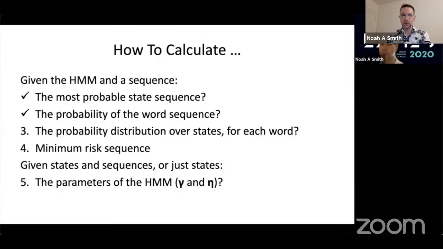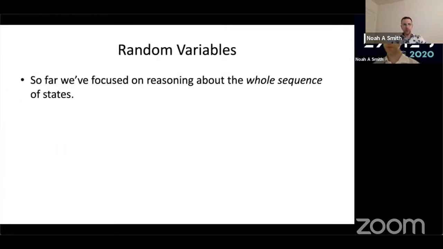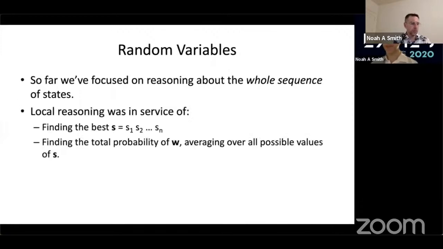Now I want to ask a more fine-grained problem. So suppose that I have my sequence of words, and what I'm interested in is asking for any particular word, or maybe for all words, what is the distribution over states under the model? So leaving all the other words out, if I look at the word at a particular position, what should I believe about the states that might have generated it? Okay, so this is a question where we're not asking about the whole sequence of states. We're asking about one state at a time.